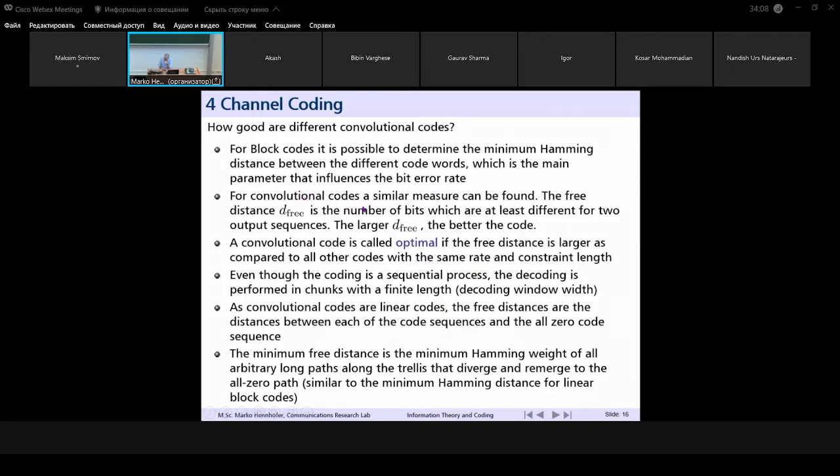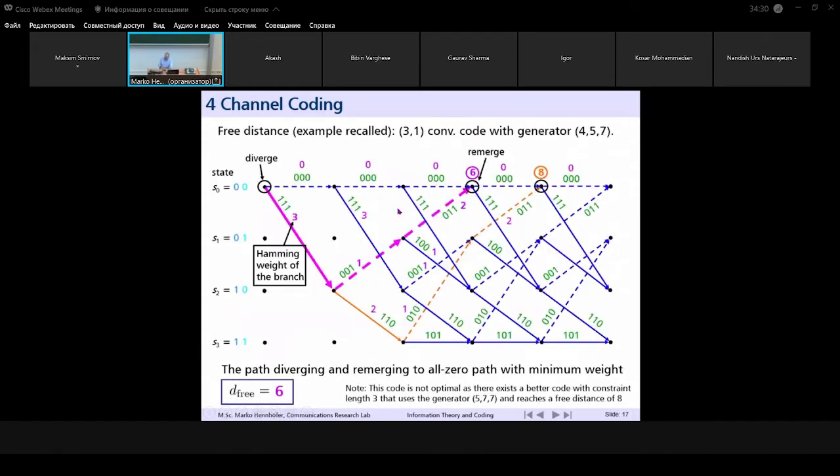So for convolutional codes, we have a similar measure, so-called free distance. So this is exactly similar to the block codes. It's the number of bits in which two different sequences are different. So again, if we look at our example, just to give you the idea of the meaning.